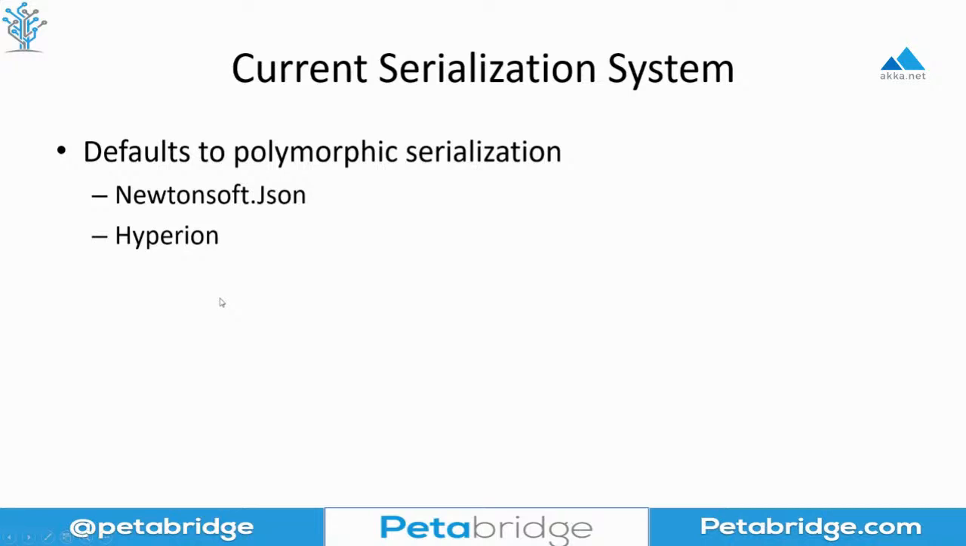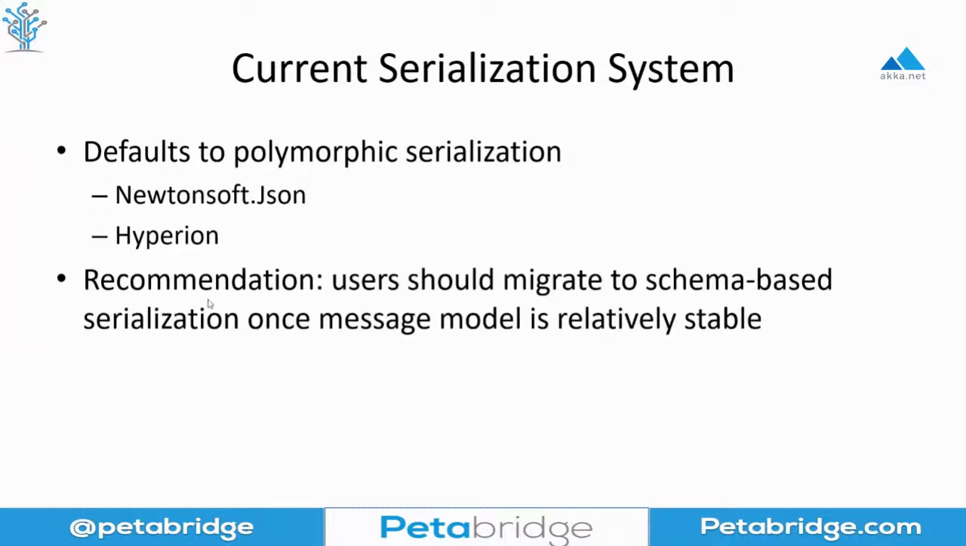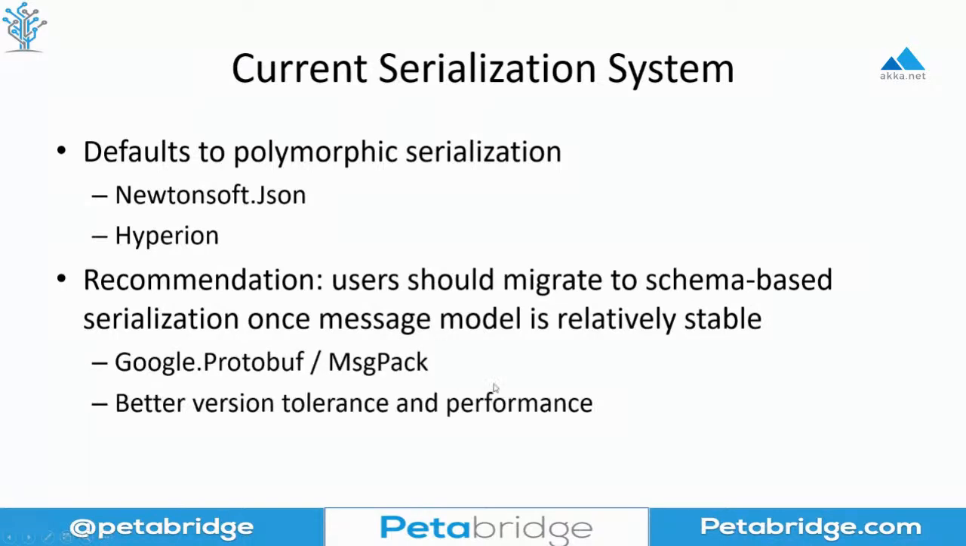Polymorphic serialization is a useful default because it requires basically no setup on the part of the end user, which is ideal from a time to market standpoint. However, we have always, over the past, let's say 6 or 7 years, recommended that users migrate to schema-based serialization once their messaging model is pretty stable. That looks like Google protocol buffers or message pack.